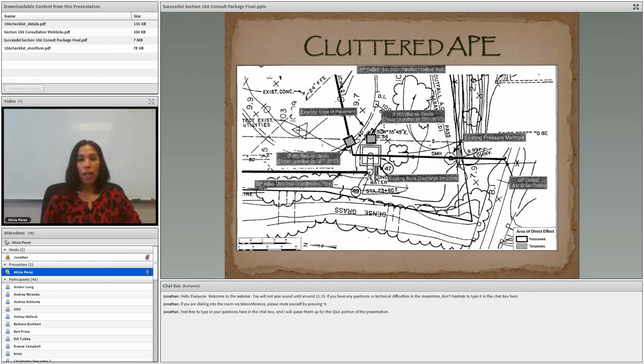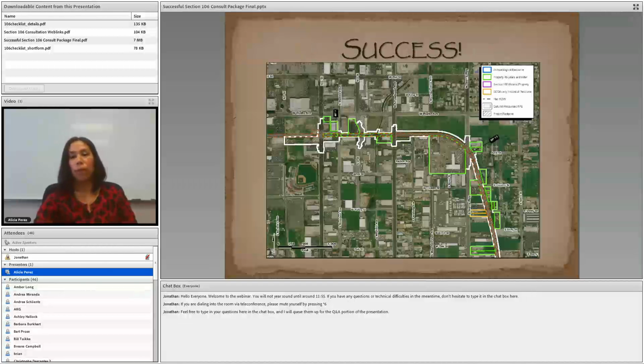I think they intended to provide as much detail as possible, but instead it's just too much information, and it makes it very difficult to identify the APE and where direct and indirect effects are going to occur. So we definitely encourage that you submit drawings and plans, but definitely try to avoid cluttering up the map.